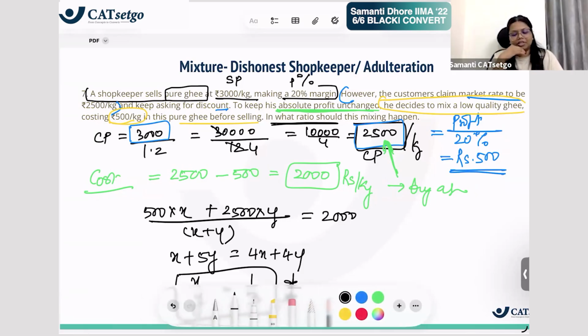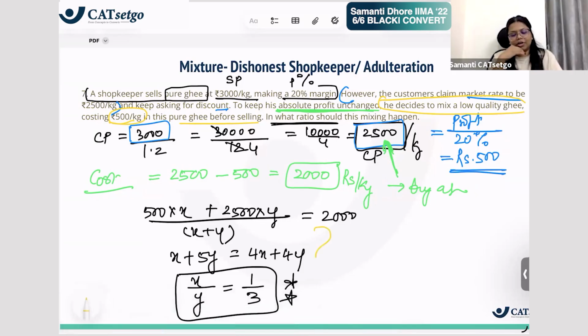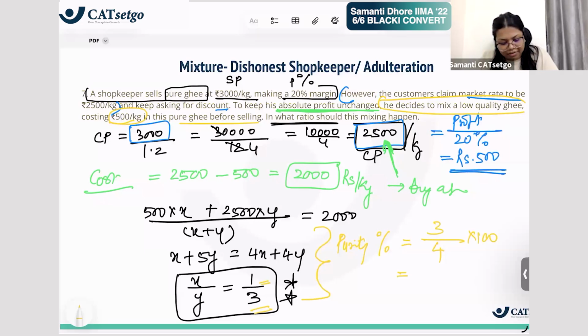And how do you calculate percentage purity now? The question is not asked here, but I'll tell you. Basically, purity percentage is calculated like this, where you say that overall there is 1 plus 3, which is 4 kg of quantity of mixture, right? So there's 4 kg present, and in that 4 kg, only 3 kg is pure. The other 1 kg is impure. So purity is only 75%. So earlier he was selling 100% pure. Now he's selling only and only 75% pure, right?